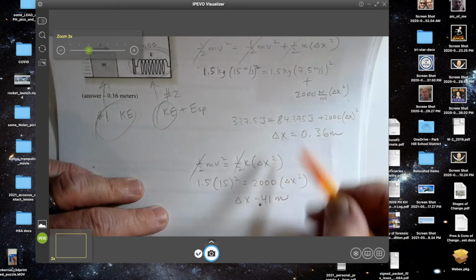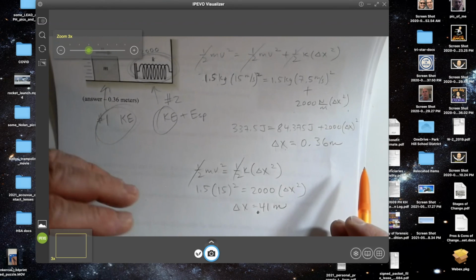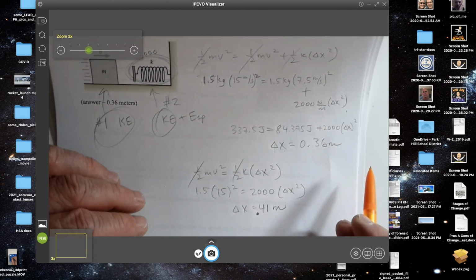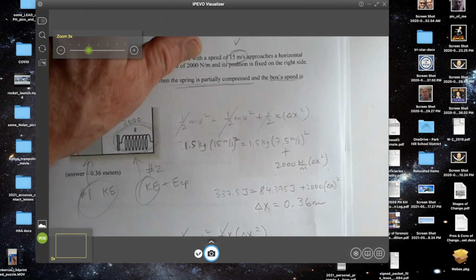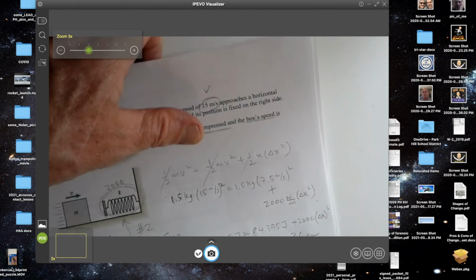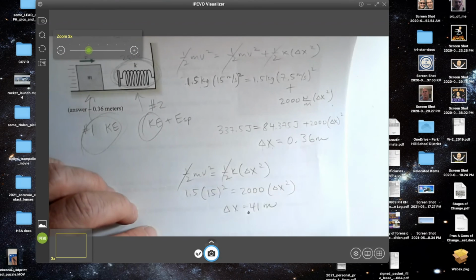Now remember, spring energy is not linear. All right. So that basically represents conservation of energy problems, potential energy with kinetic energy, spring energy, etc.